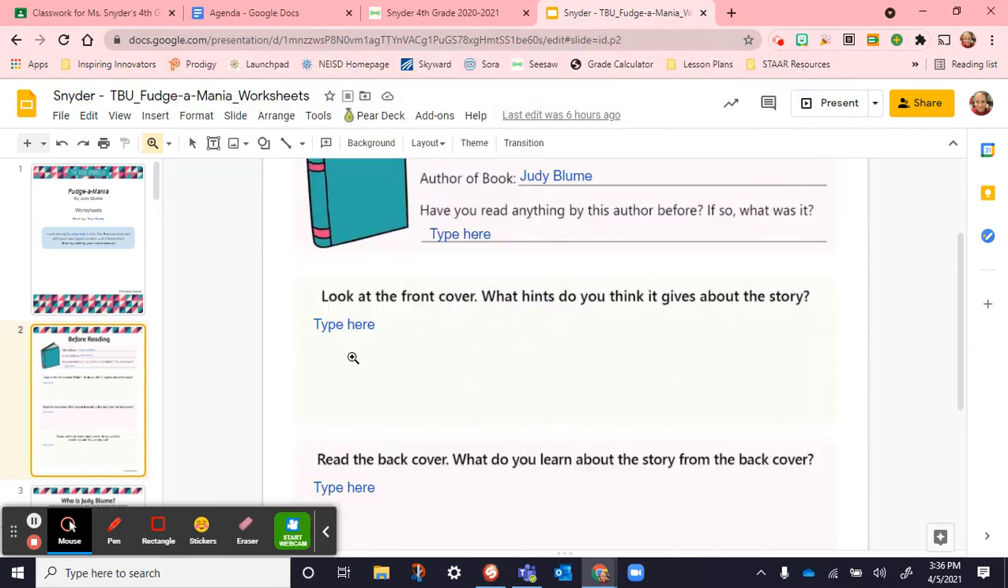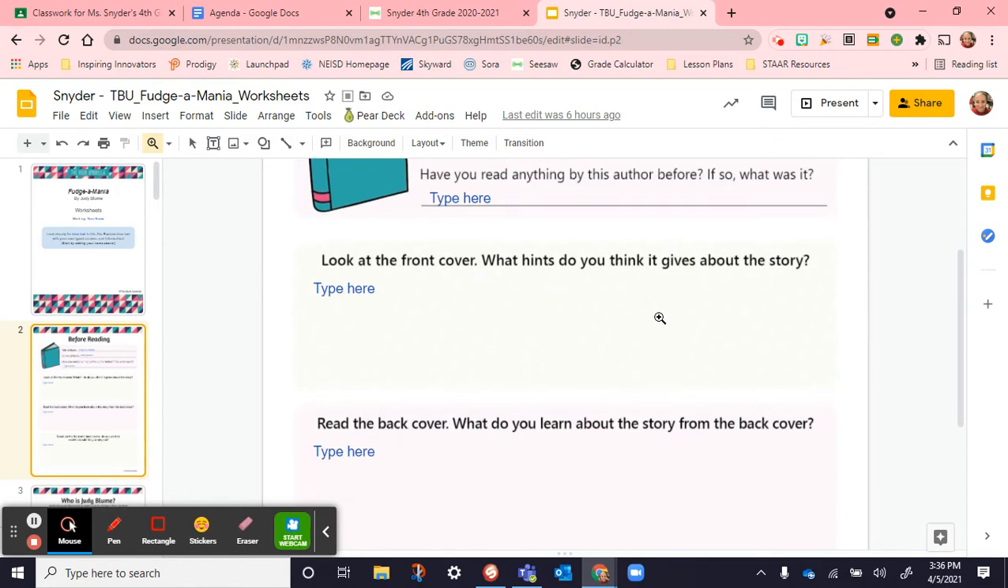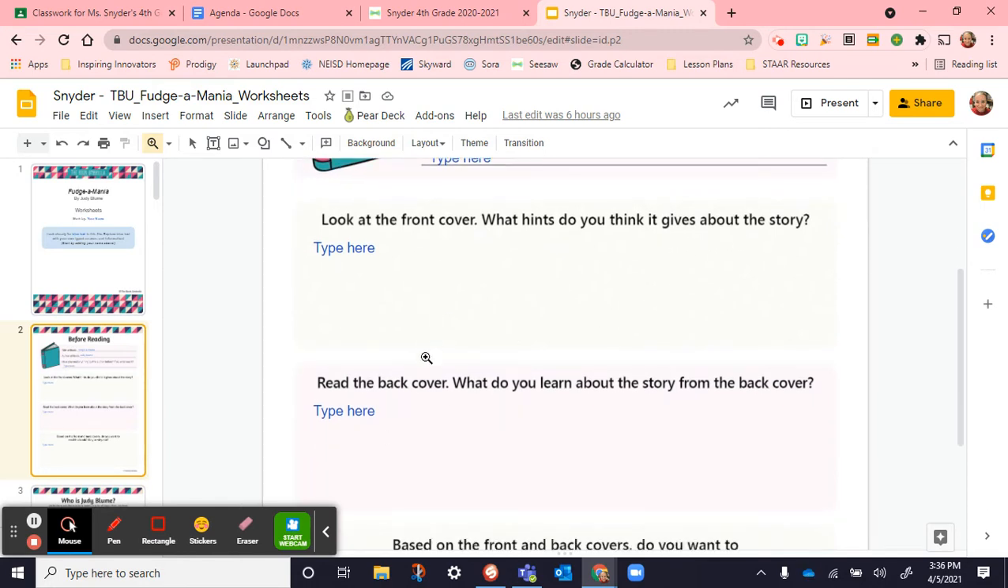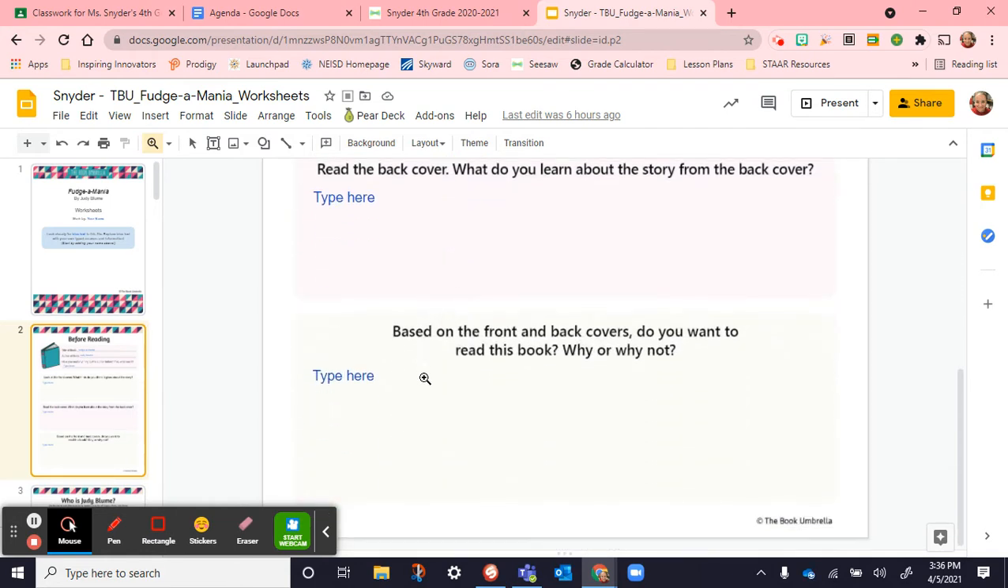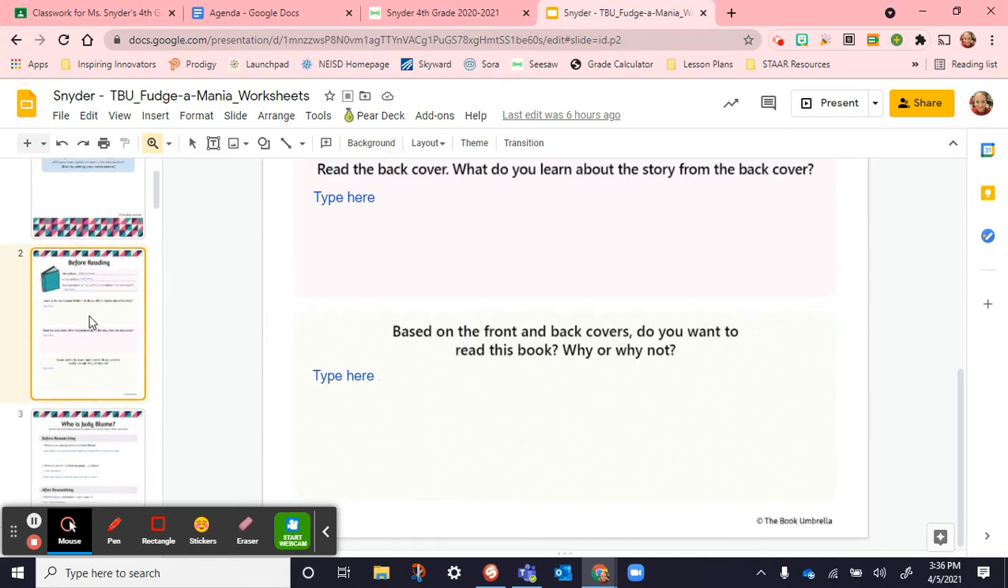So, looking at the front and the back cover, it says, what hints do you think that it gives about the story? Here's the one for the back cover. So fill in everywhere it's in blue. That's where you're typing. And then it says, based on the front and back covers, do you want to read the book? Why or why not?